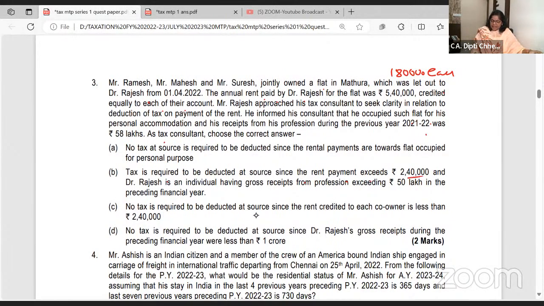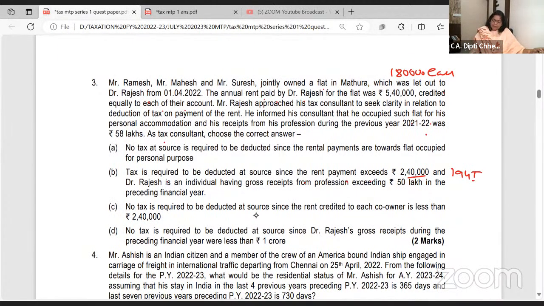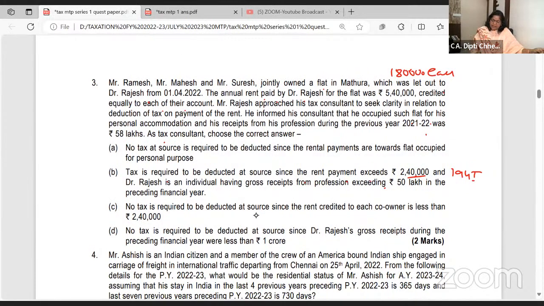But this is wrong, because if rent exceeds 240, TDS is deducted under 194I, that is correct. But that is for each co-owner, and for each it is 180 only. And Rajesh is an individual having gross receipts exceeding 50 lakhs. Okay. No tax is required since the rent credited to each co-owner is less than 2,40,000. This is the correct answer.